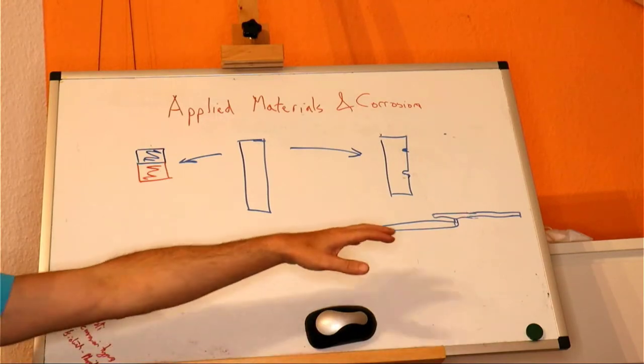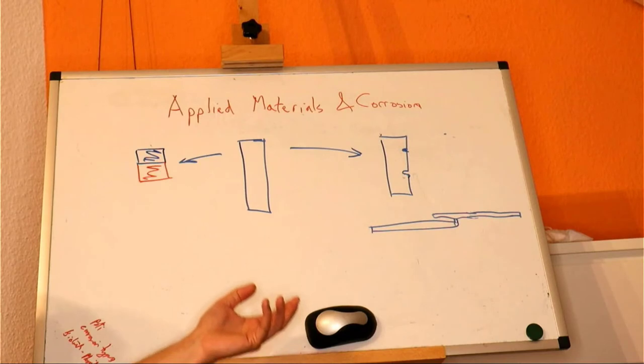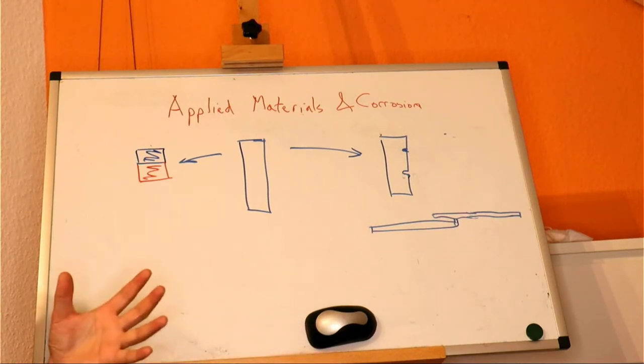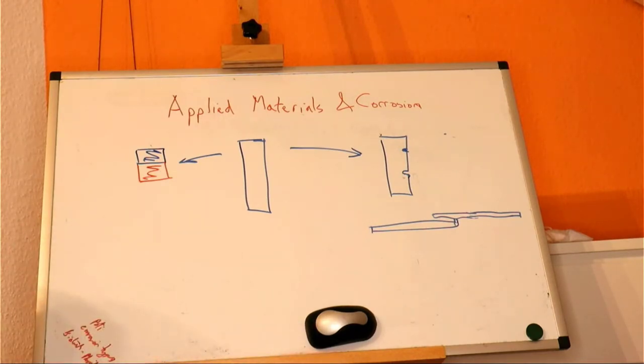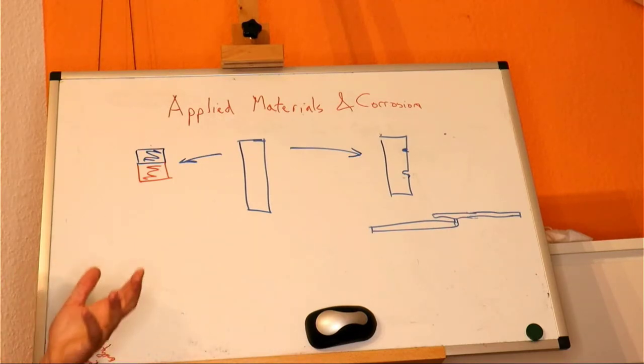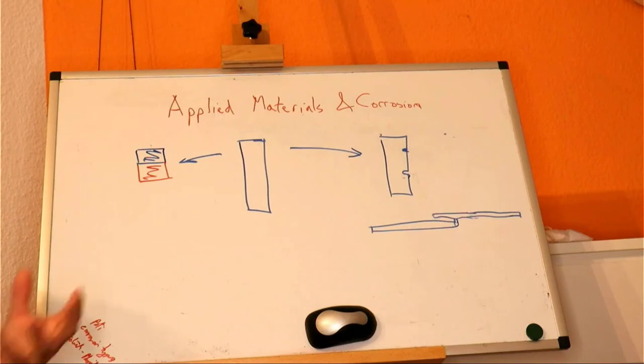If that occurs all over the surface, then it's general corrosion, and that is okay. Engineers can calculate it in. We're probably not in the business of doing that, but engineers can do calculations to see that it will last a certain amount of time and it's not too bad.